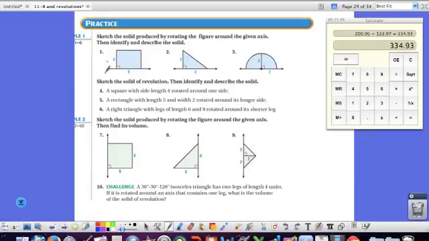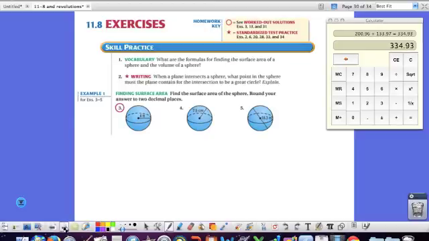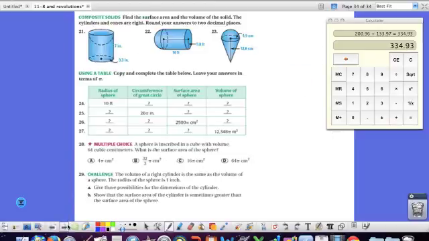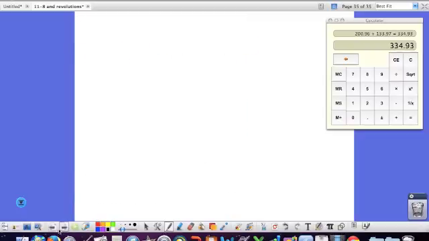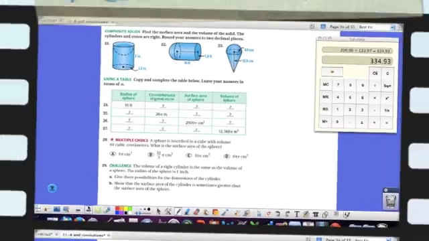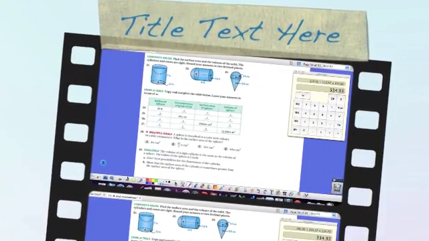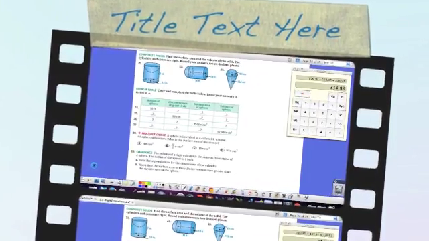There you go. Here are some homework problems from the mini lesson on revolutions. And then here's where you would find your problems for homework from the information on surface area and volume of spheres. Hope you have enjoyed this thrilling lesson aboard Independence of the Seas.